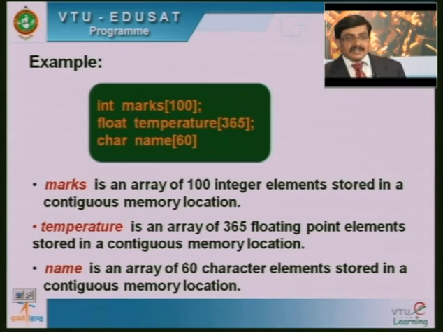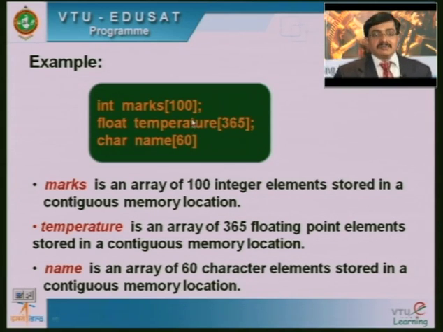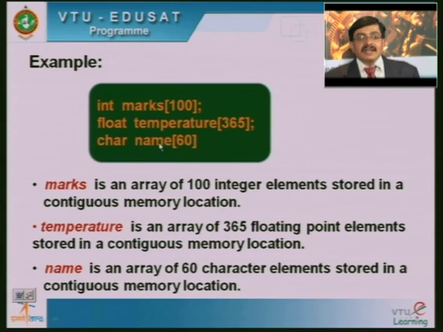Now, consider the three different declarations here. int marks[100], float temperature[365], char name[60]. Here you can see the data type I am using is int, the name of the array is marks, and the size of the array is 100. With respect to another declaration, the data type is float, the name of the array is temperature, and the size of the array is 365.